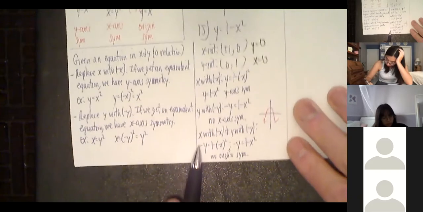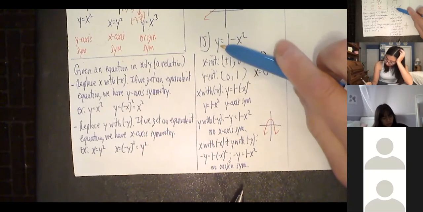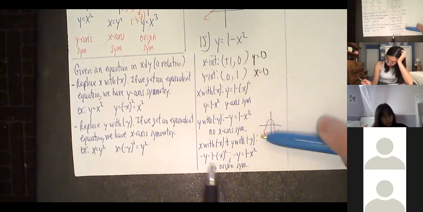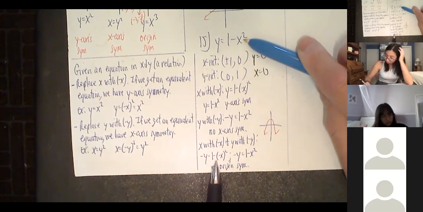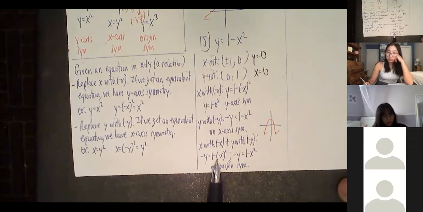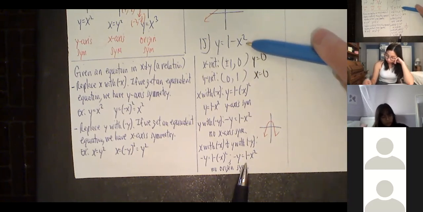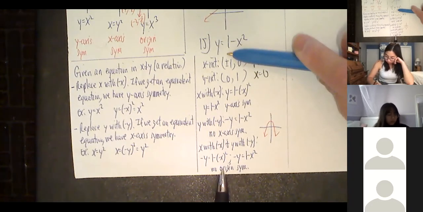And finally, I do both. So remember, for origin symmetry, you do both of them. So replace x with negative x and y with negative y. So in the original, change this to negative y, change this to negative x, and it ends up looking like this. Okay, so this y becomes this negative y. This negative x becomes parentheses negative x. Now, I know that negative x squared is the same as x squared. So I have negative y equals 1 minus x squared. But is that equivalent to the original? The answer is no. This whole thing is not the same as this because it has an extra negative. So you do not have origin symmetry.